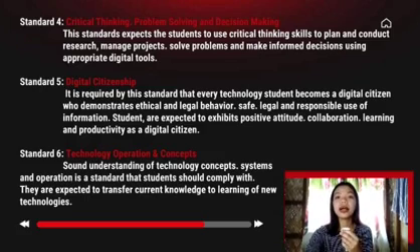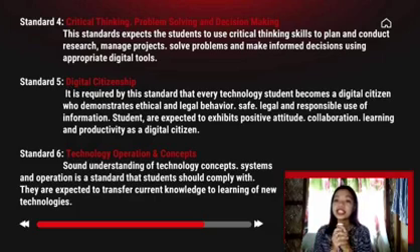As for standard number 5, it is digital citizenship. This standard is for the student to use technology ethically and with legal behavior. It is also teaching students to be responsible with the usage of technology. In addition to that, collaboration, learning, and productivity are expected of the student as a digital citizen.